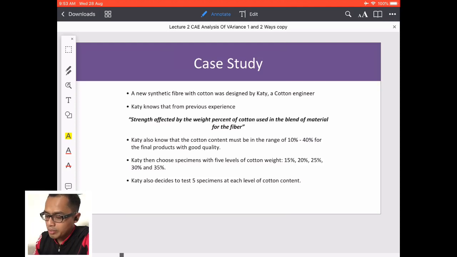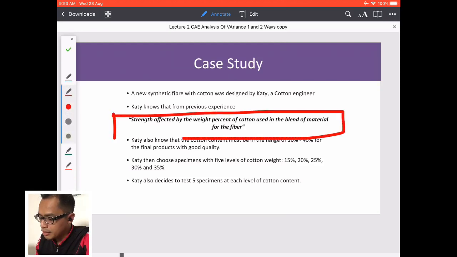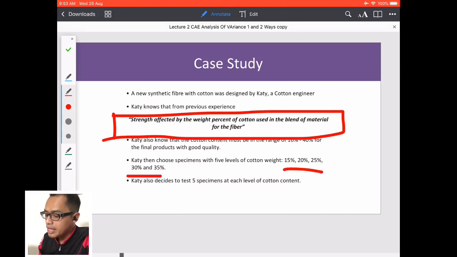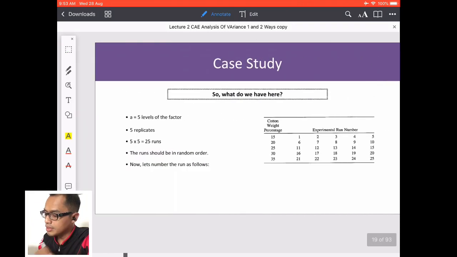So our hypothesis is this one: strength is affected by the weight percent of cotton used in the blend of material for the fiber of the cotton shirts. So we have again here 5 levels and 5 repetitions. So you have 25 runs. Okay. Next slide.